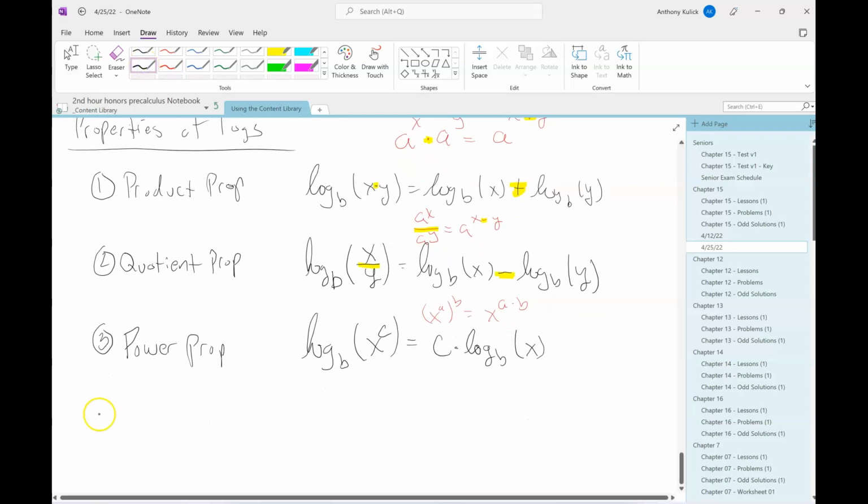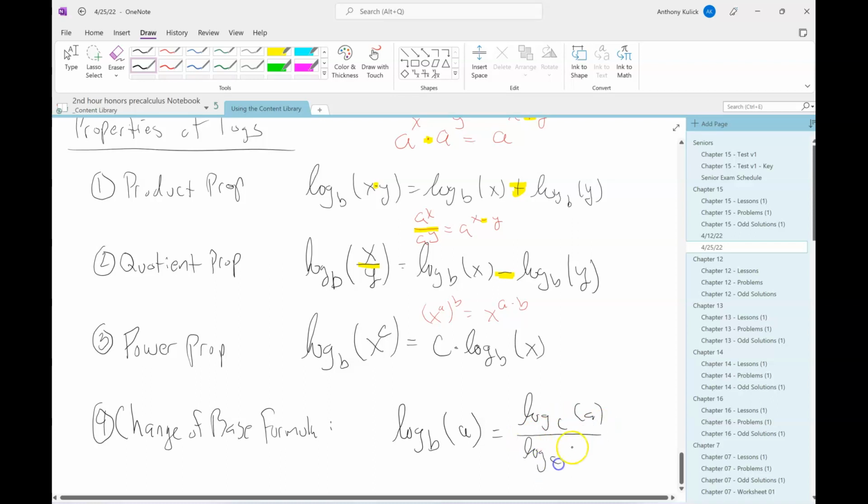And the last one is called the change of base formula. This one says that log base b of a, let's use a, I guess, is equal to log base c of a over log base c of b.